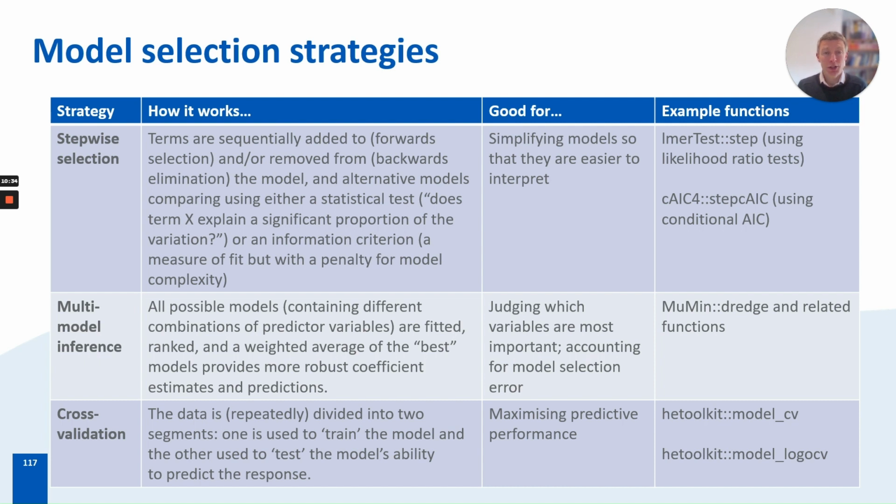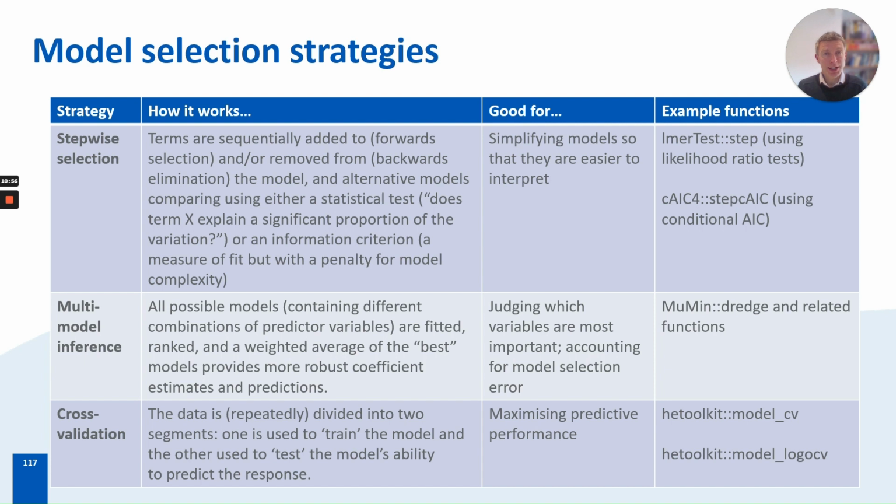Cross-validation is particularly good if we're focusing on trying to maximize the predictive performance of the model. It's not quite as harsh as stepwise selection at weeding out variables, so you may find that cross-validation does still tend to leave you with a relatively complex model, but it is guaranteed to find the model with the best predictive performance.